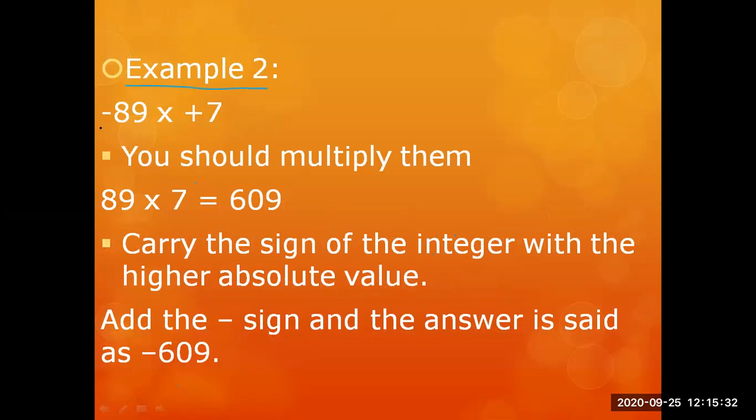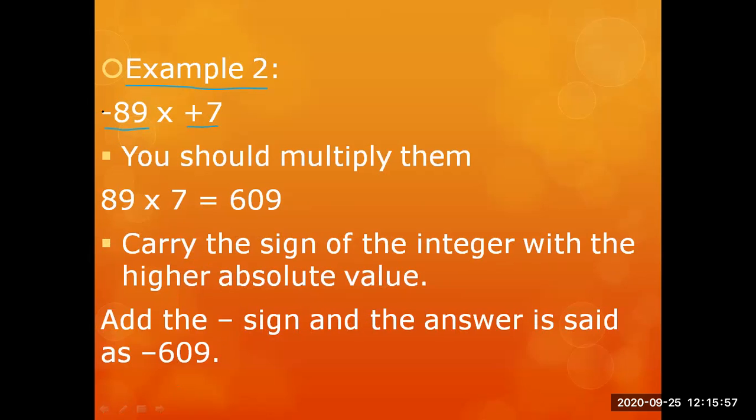So the question is minus 89 multiplied by plus 7. So first you should multiply 89 and 7. You will get 609. Now we need to carry the sign of the integer with the higher absolute value.